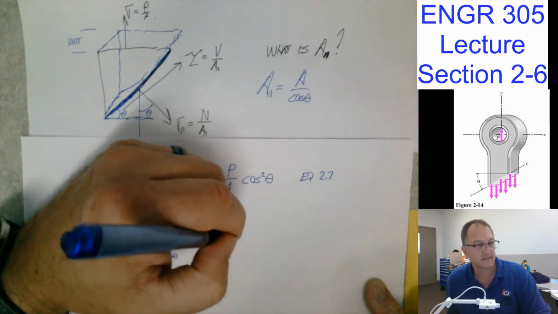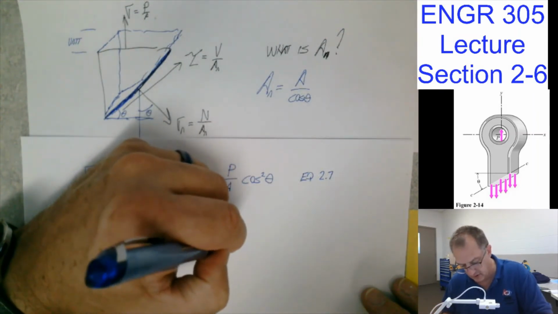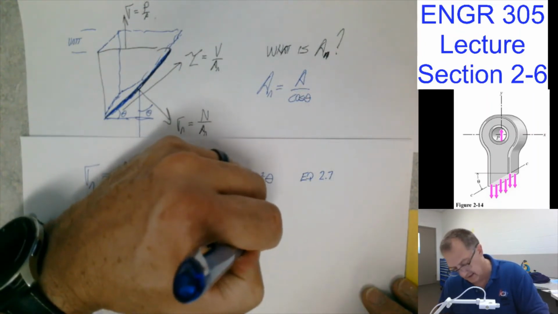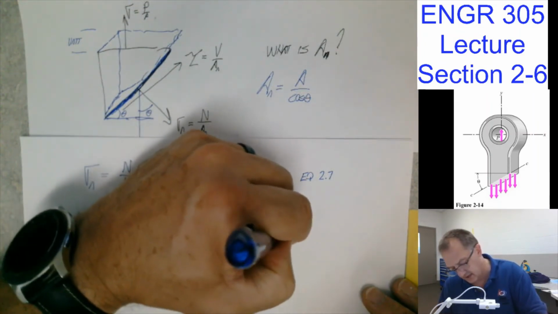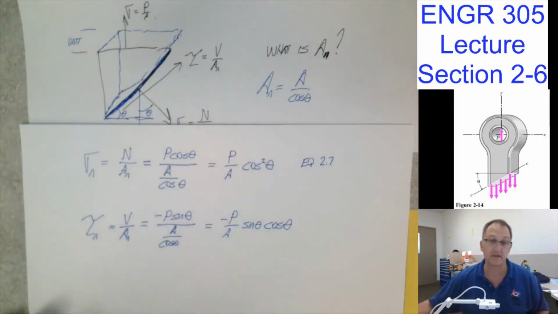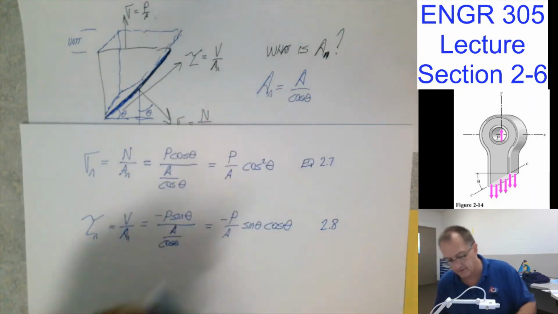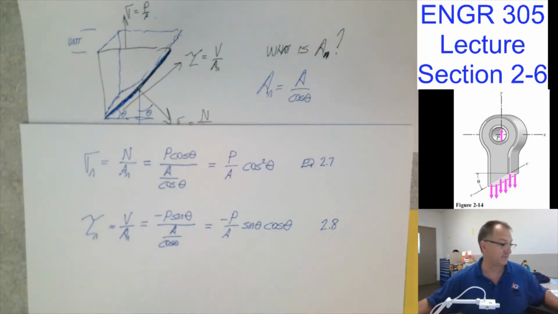Yeah, this one isn't so nice. It's minus P over A sine theta cosine theta. Sorry about the left hand. I was dragging it there, left it on the screen far too long. That's equation 2.8. But you guys can stop the video too once I clear my arm out of the way.